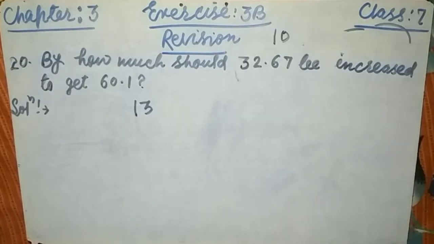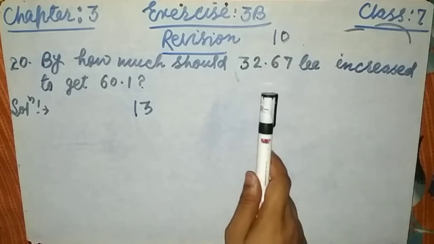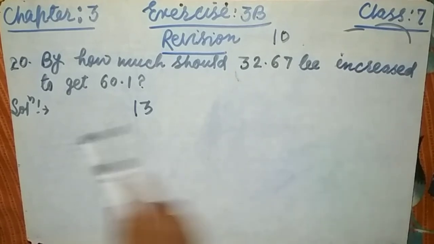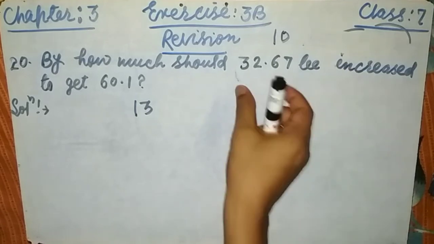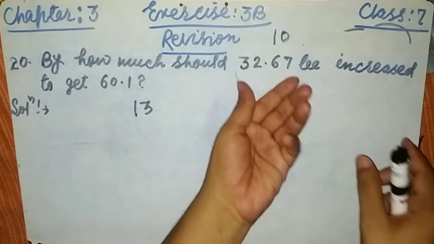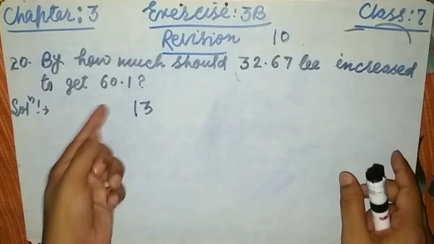Now see friends, question number 20 says: by how much should 32.67 be increased to get 60.1? It is a simple question. The question is saying by how much 32.67 should be increased, that is, how much should be added to it.